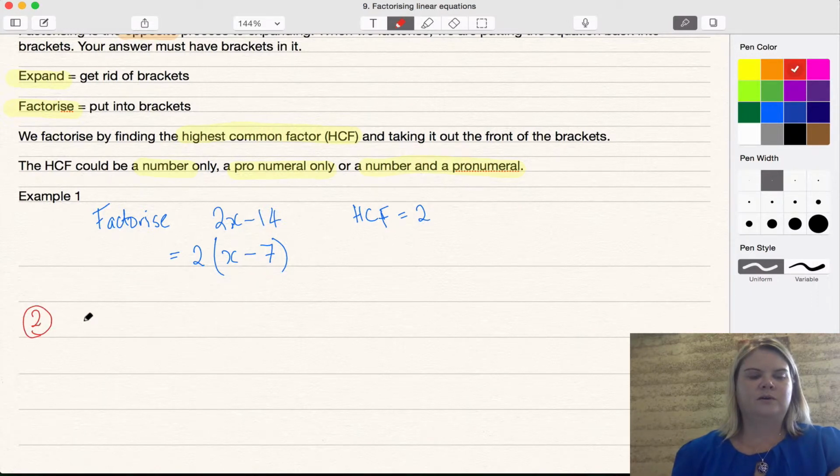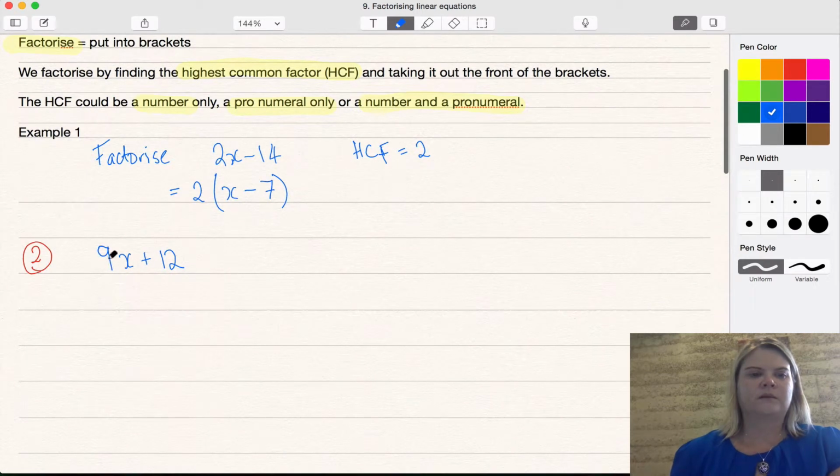Example 2 is, these are all factorising ones, so I'm not going to keep writing factorising each time. 9x plus 12. There's an x term here, no x term here, so it's just going to be a number again. Find a number that goes into both of these. 9 doesn't go into 12, so we can't use 9, so we need to go a bit lower than that. And I think 3 would be useful. Highest common factor is 3.